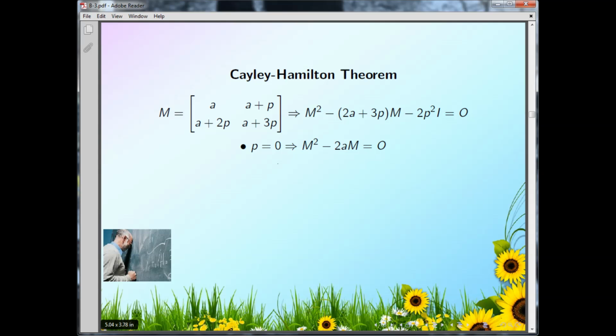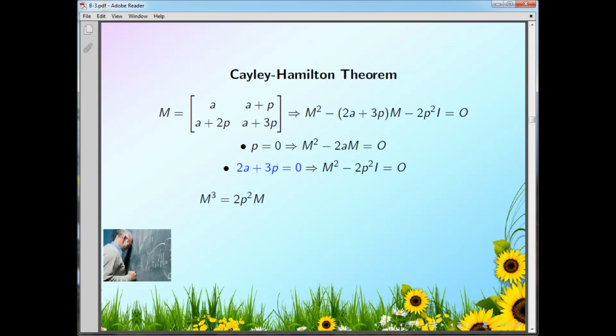There was actually more. I looked at this characteristic equation and realized that I actually got this equation by just setting p equals 0. So I was thinking, what if I make this 2a plus 3p equal to 0? In that case, you got this nice, very simple quadratic equation as well. So if you turn that around, if you multiply M by M cubed, you have 2p squared M. So you end up like that.